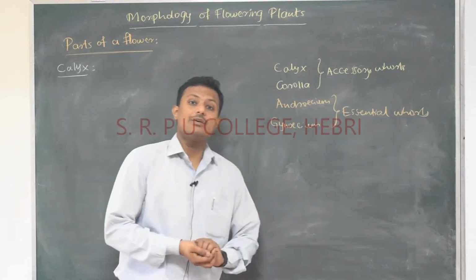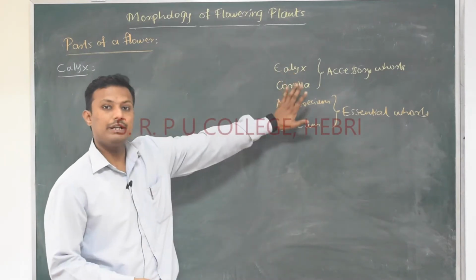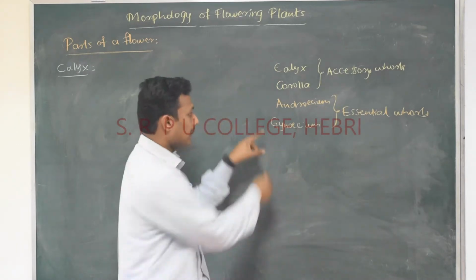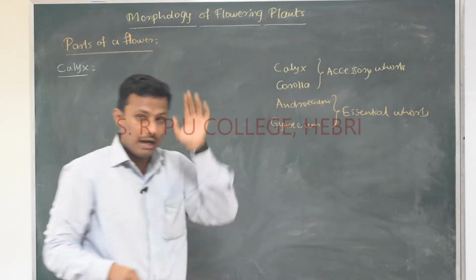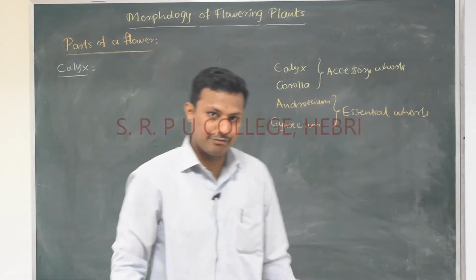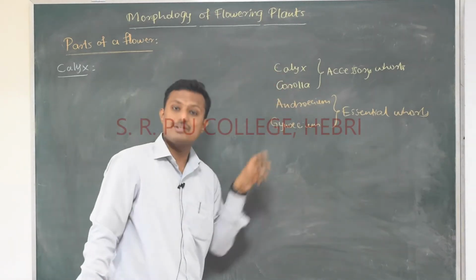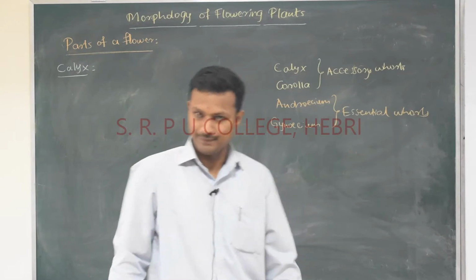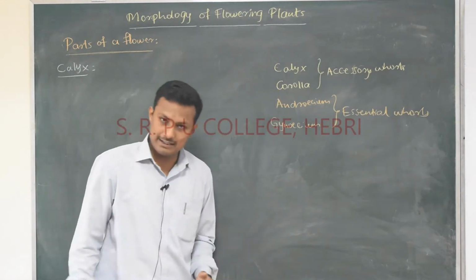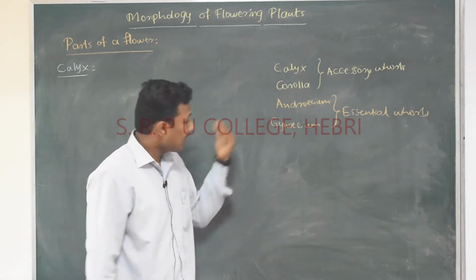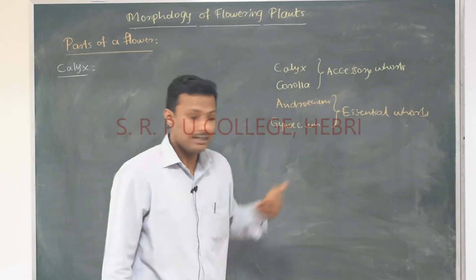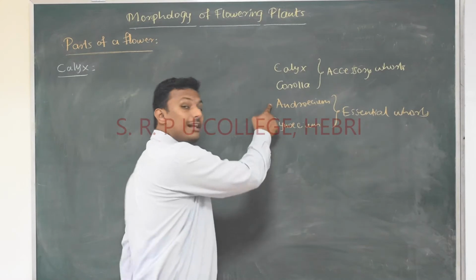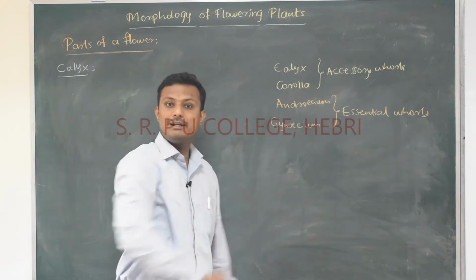Why do we bifurcate them into essential whorls and accessory whorls? Because androecium and gynoecium, as I told you in the previous session itself, are the actual parts of a flower which actively are involved in the process of sexual reproduction. The appendages of the androecium are called stamens. The appendages of the gynoecium are called the pistil or the carpel. So it is the male reproductive part and this is the female reproductive part.